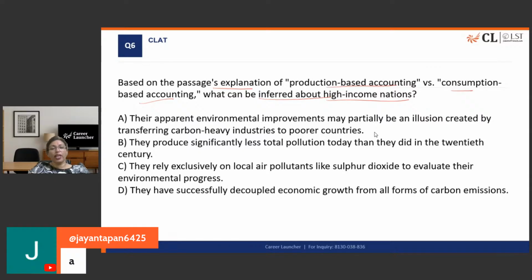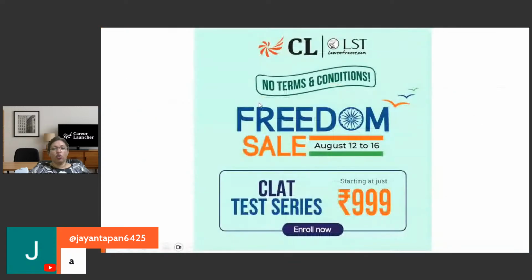Oh, both of you have said A is the correct answer. Yes, that their apparent environmental improvements may just be an illusion created by transferring carbon-heavy industries to poorer countries. And therefore, the poorer countries have the pressure of the carbon, and these countries don't. So therefore, yes, correct answer, A. All right. So how much was your score, guys? Very quickly tell me, out of these 6 questions, how many did you do right?